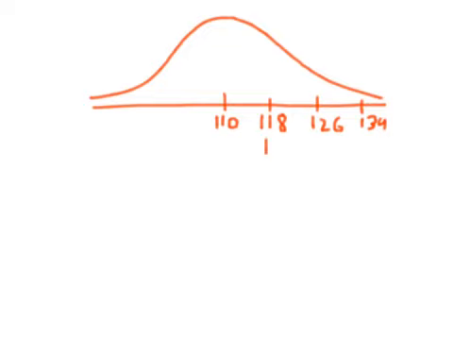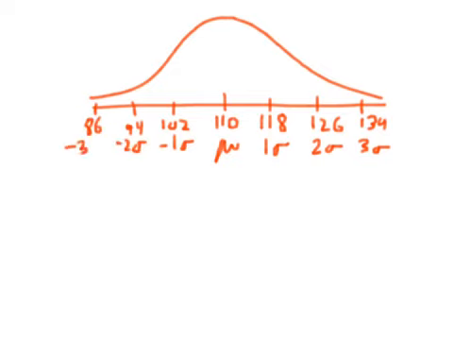And notice this is 1 sigma, 2 sigmas, 3 sigmas, right? Going this way, we get 102. That's negative 1 sigma. This is the mean. Let's go another 8. That gets me to 94. And then 86. This is negative 2 sigmas. This is negative 3 sigmas.